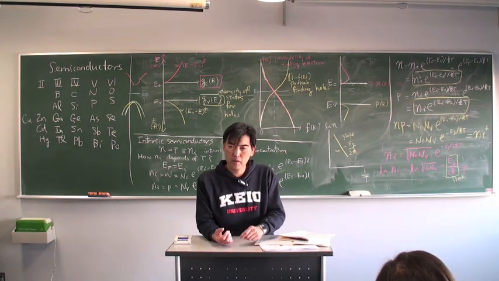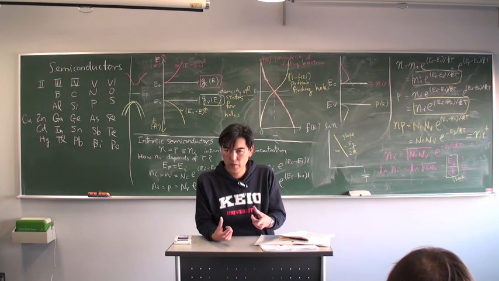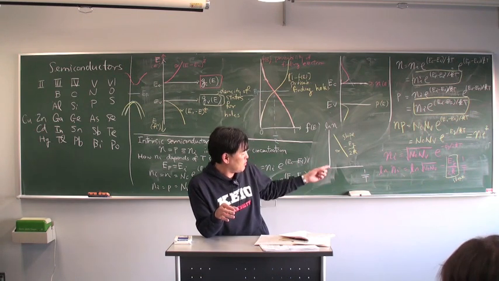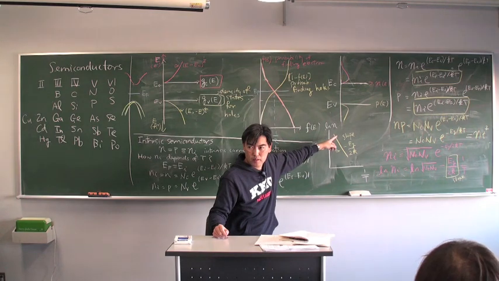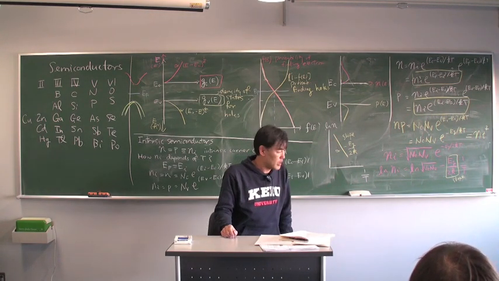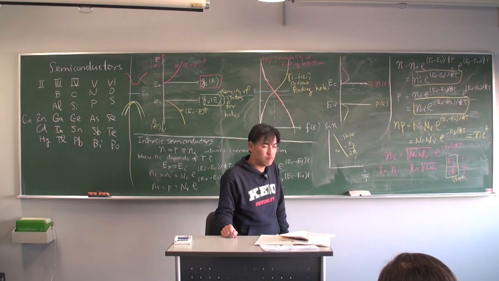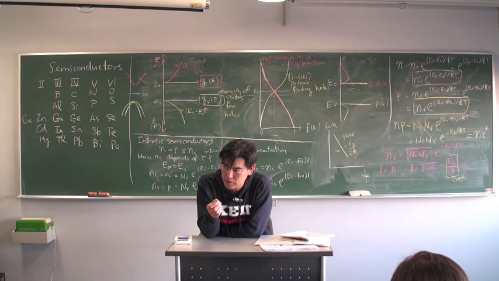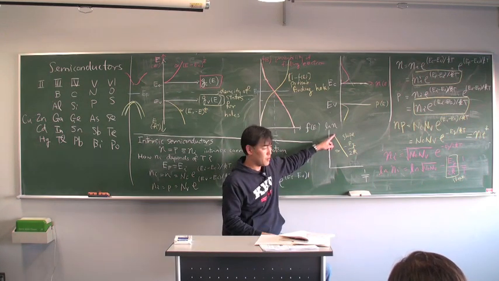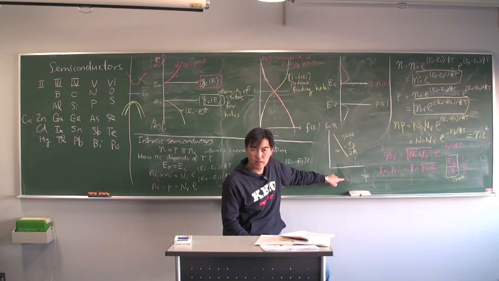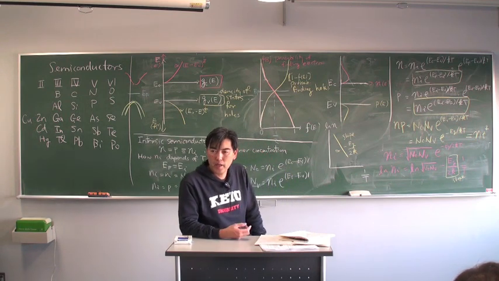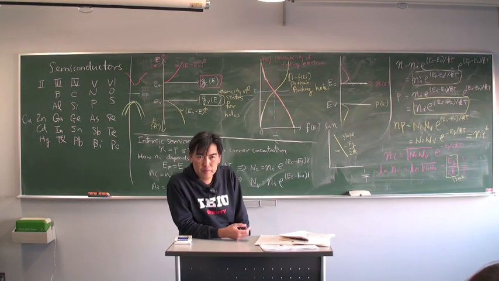So have you heard of the method called Hall effect? With the Hall effect, you measure carrier concentrations. You basically measure this n, right? Carrier concentration. Then if you measure carrier concentration as a function of temperature for intrinsic semiconductors, you get a straight line if you plot your results like this. Then from the slope, you find the energy gap.